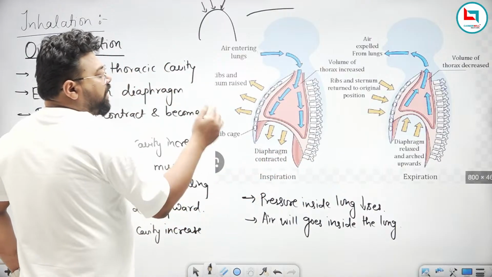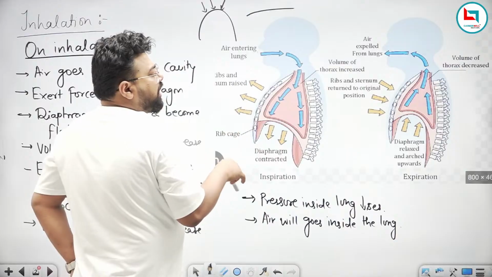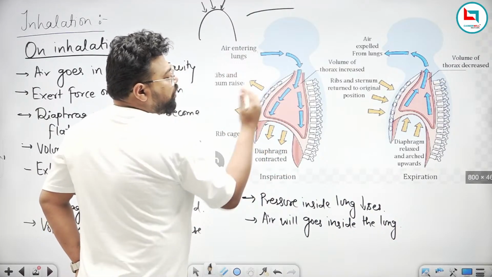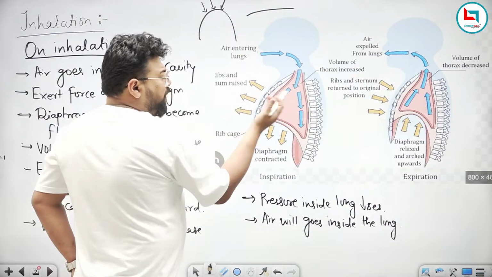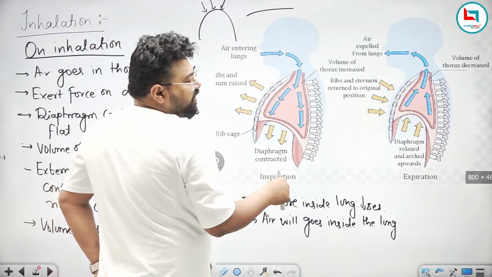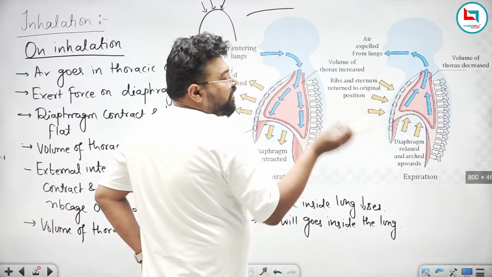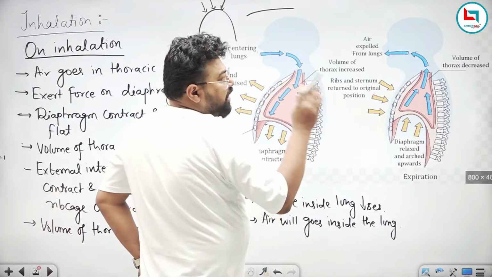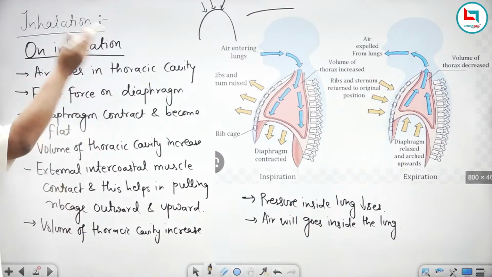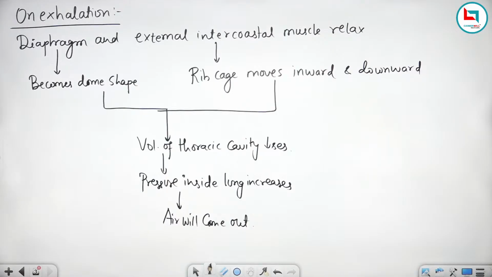On the other hand, when the diaphragm gets relaxed and the external intercostal muscles get relaxed, they come back to their original shape. It will become dome shaped. It will come to the lower side, due to which the volume of the chest cavity decreases, and whenever the volume decreases, the pressure inside the lung increases, and when the pressure inside the lung increases, all the gas present inside our lungs will go out of the body. So this is how inhalation and exhalation takes place.